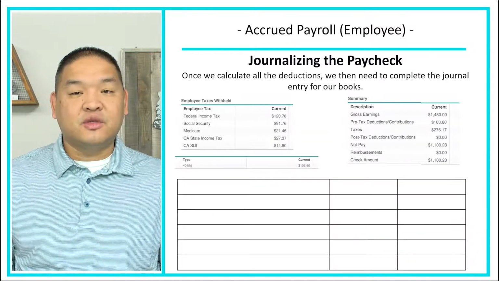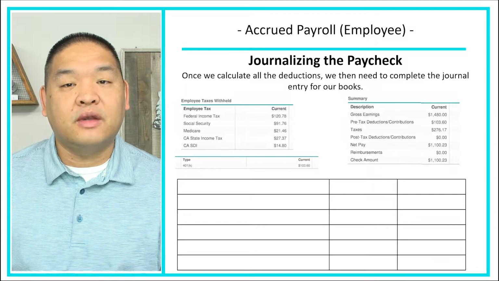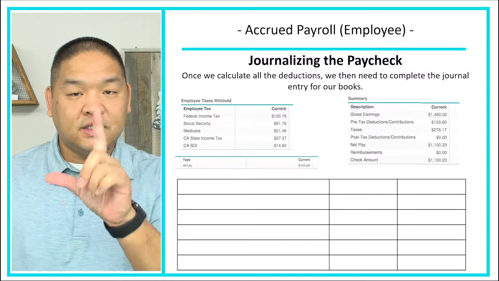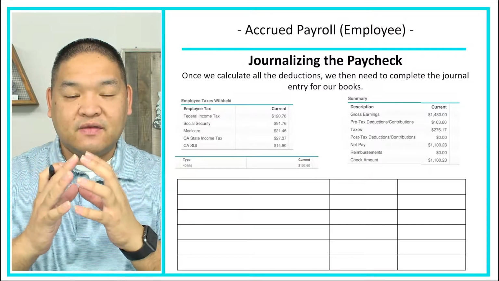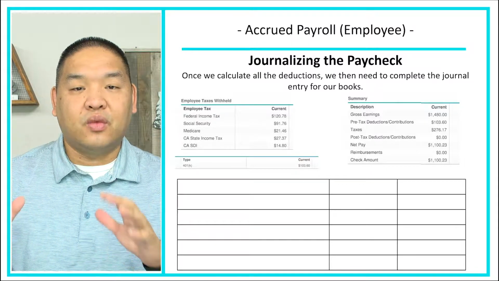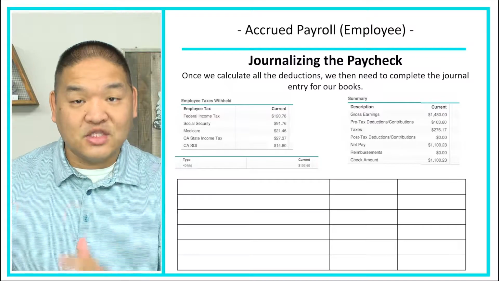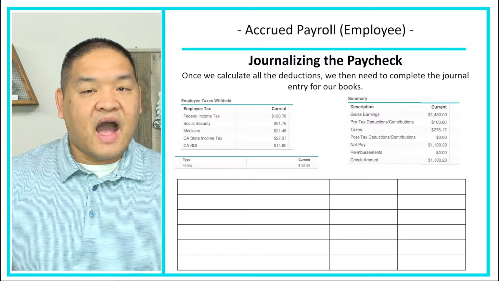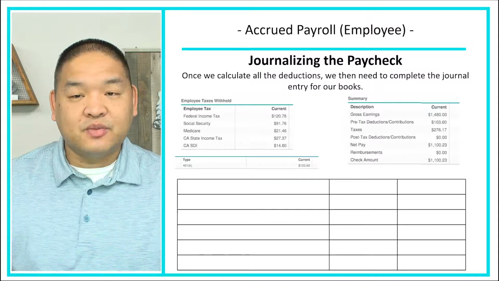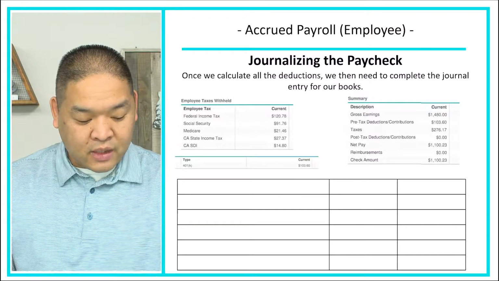So what does this look like from a journalization standpoint? Let's go ahead and look at the journal entry for just this one check. Now, obviously, a company aggregates all the checks that they've cut and makes one journal entry. We're going to make one journal entry for one paycheck, which is not the case at the end of the day. But this is kind of how it goes. So how do we journalize this paycheck if this was our only paycheck that we're going to need to journalize?